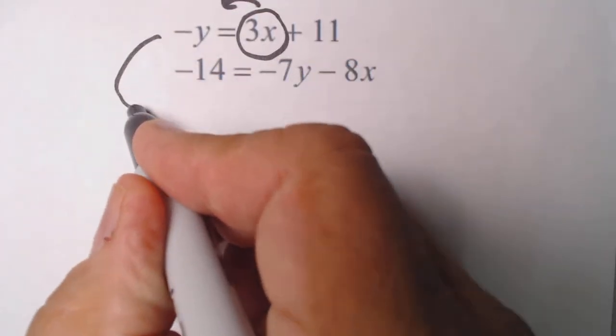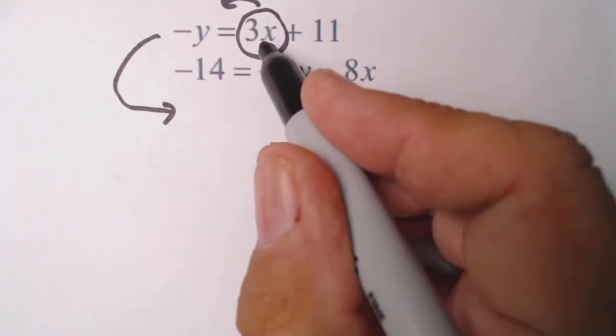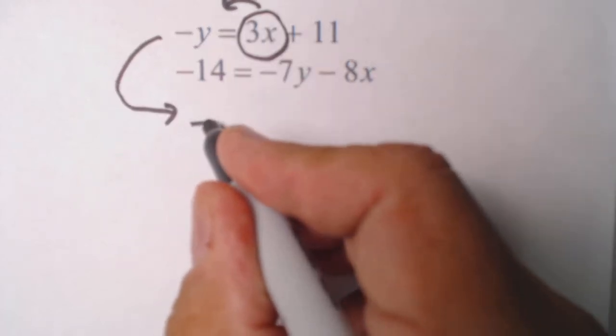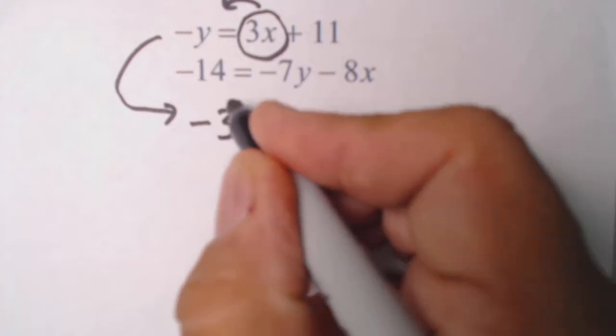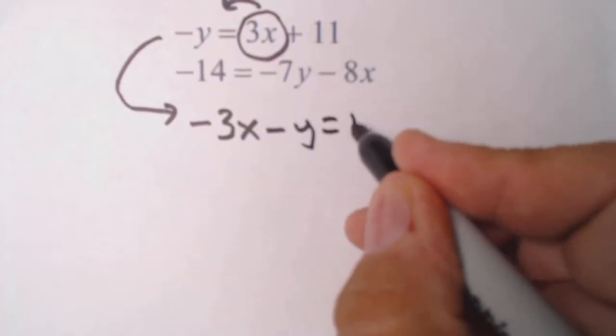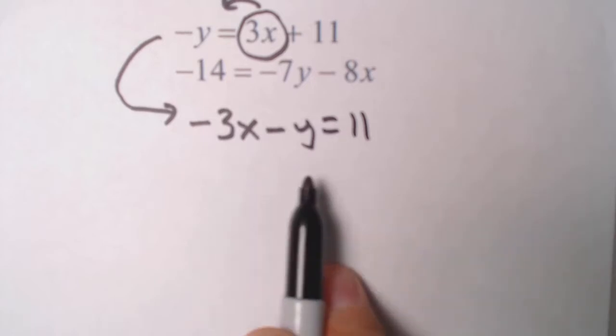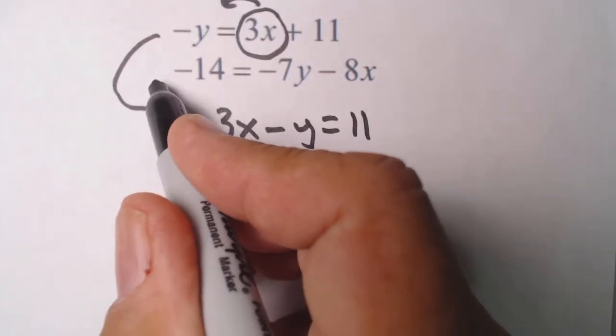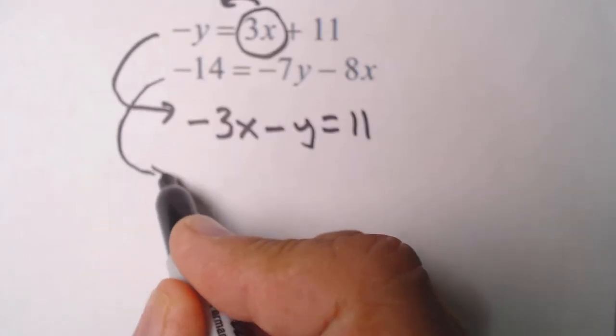So this first equation right here, to clean it up, I'll jump the x over. This is plus 3x. It'll go over as negative 3x. Then I got negative y equals 11. Okay, that's standard form.